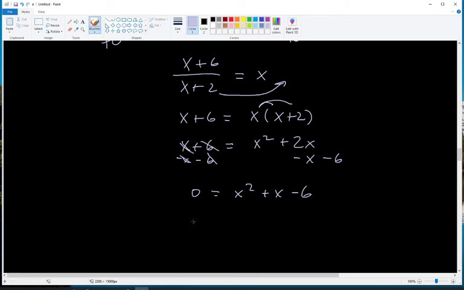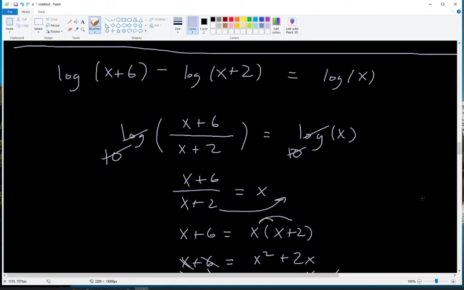Okay, so I need two numbers that multiply together to be negative 6, but add up to be positive 1, which will be a positive 3 and a negative 2. So x is negative 3 or x is positive 2. So we have to check: is x negative 3 or x positive 2? Do these work? Well, I've got to go back to my original form, and I'm going to check x is negative 3.